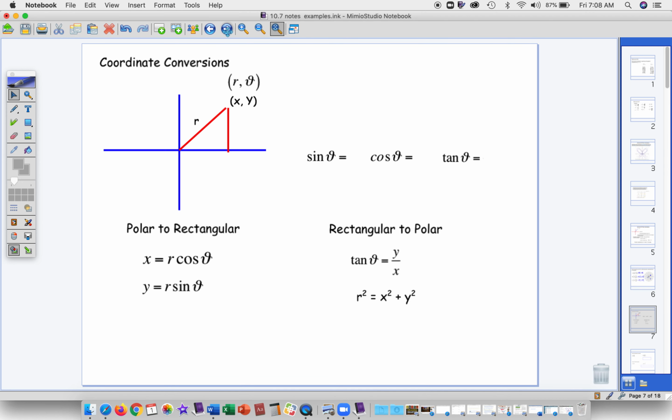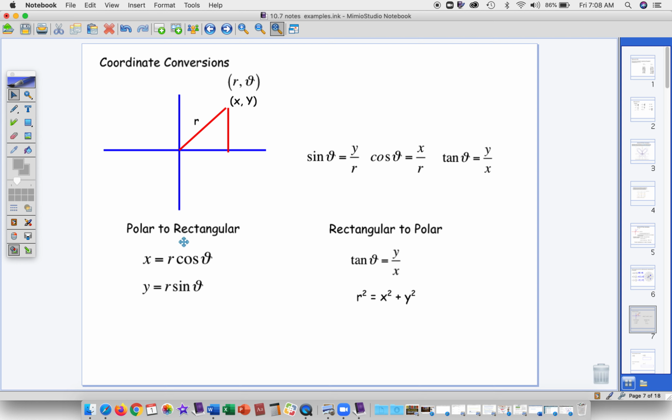Okay, so let's move on to coordinate conversions. These are the equations that we'll be using to convert coordinates and equations later in this section. Polar form is (r, theta). Rectangular form is points of the form (x, y). For sine of theta, we know that's y over r. Cosine theta is x over r. And tangent is y over x. That's all from our trig definitions.